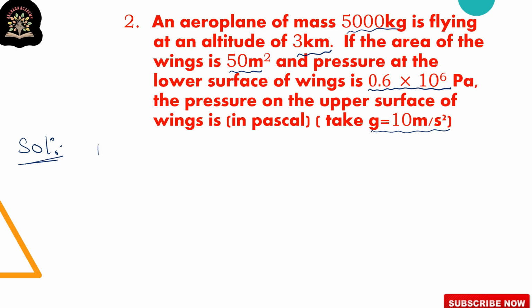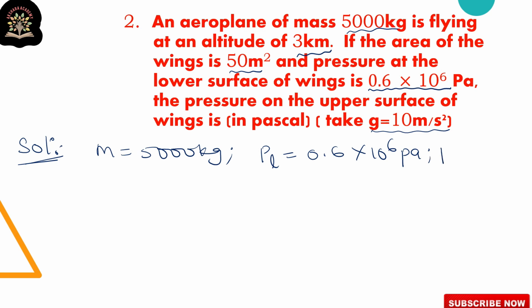Here they given mass m is equals to 5000 kilogram and altitude height is equals to 3 kilometers and area 50 meters square. Pressure at the lower surface, we are calling PL, they given as 0.6 into 10 to the power of 6 pascals, and pressure on the upper surface PU is equals to question mark. You have to calculate PU, nothing but pressure on the upper surface.